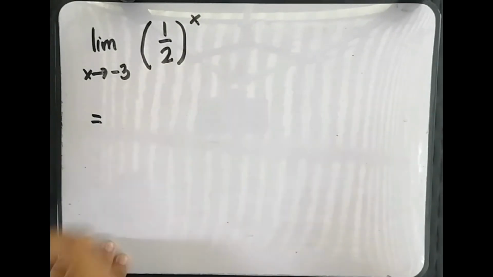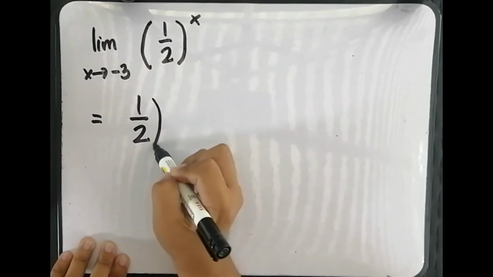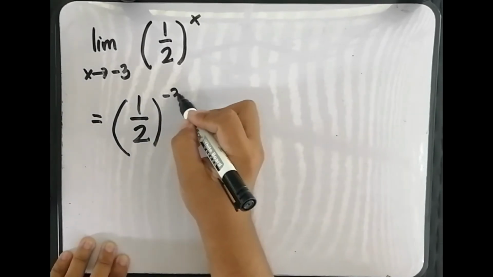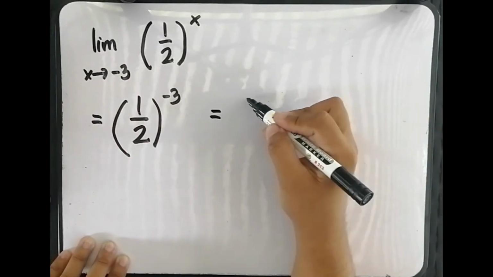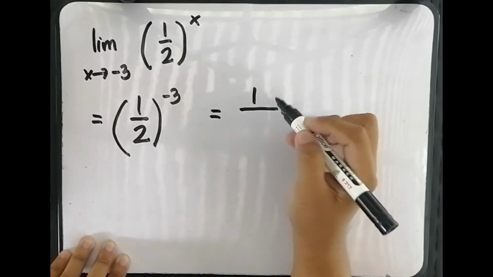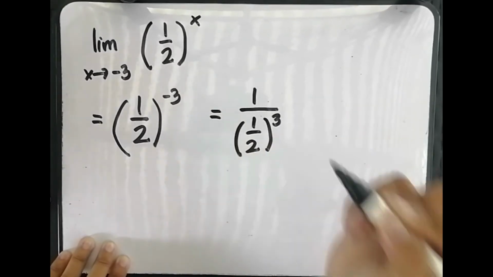Actually, yung mga limit theorems natin, pwede nating i-apply sa exponential function. For example, we are looking for the limit of 1/2 raised to x as x approaches negative 3. So in this case, pwede tayong mag-direct substitution. So that is 1/2 raised to negative 3. So that is equal to 1 over 1/2 raised to 3.